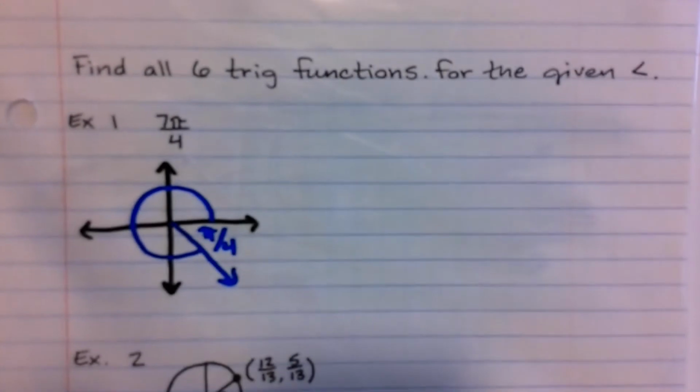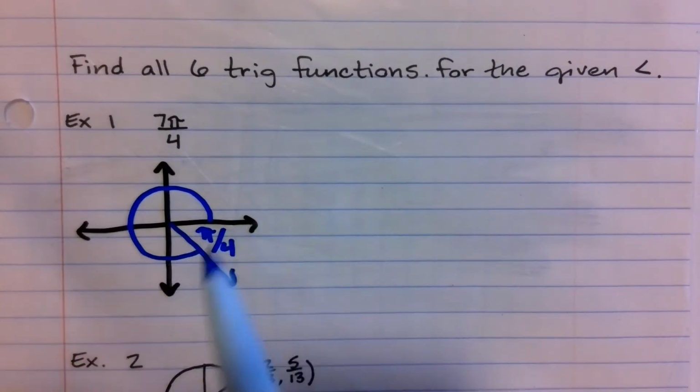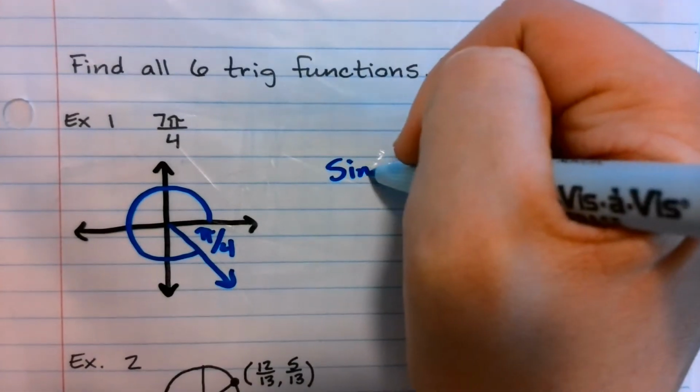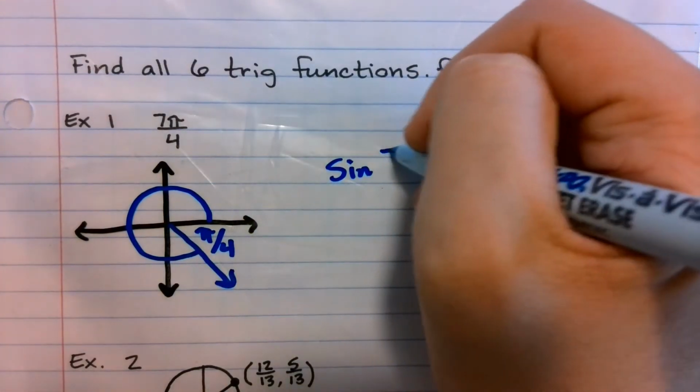But it is going to have the reference angle pi over 4. That's that angle from my terminal side to the x-axis. So that's where it's definitely going to help to know sine of pi over 4, because it's going to be the same thing, but then might be positive or negative based on where it's at.